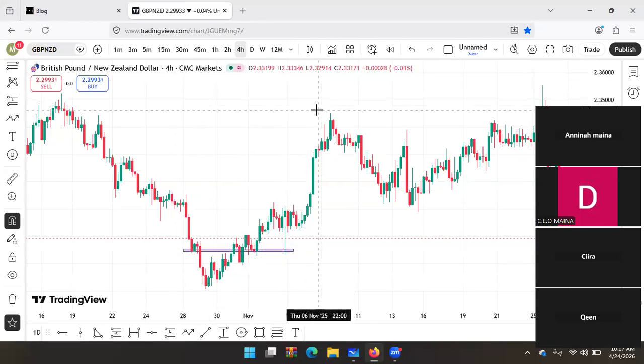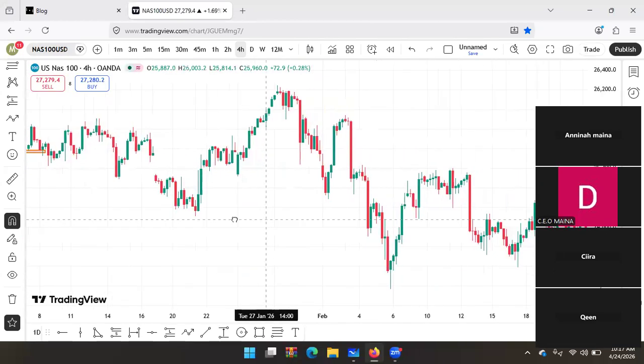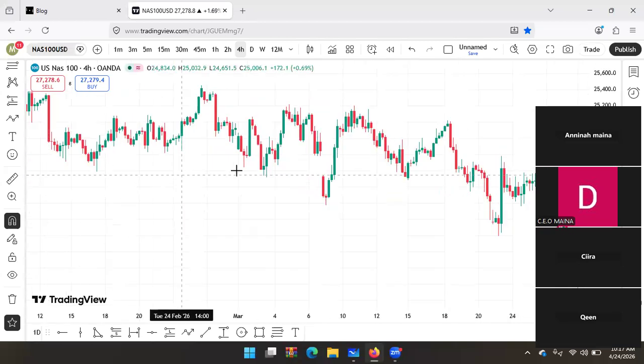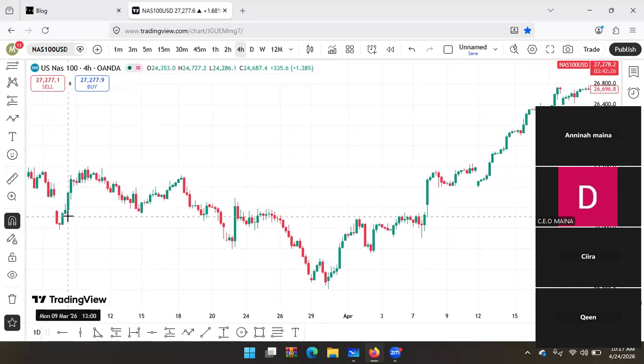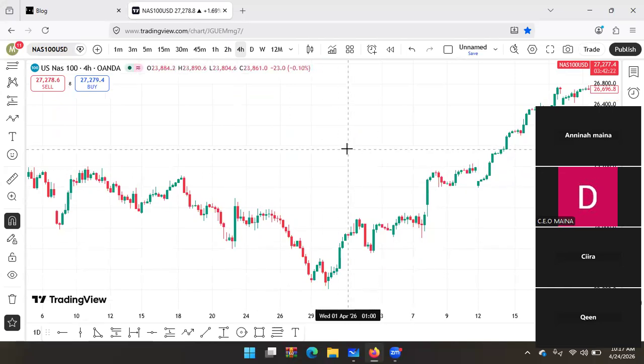So I hope each one of you now can be able to identify and predict what the market will do. Because sometimes the market necessarily doesn't return, it can fail to return to the zone, but the market will retrace.